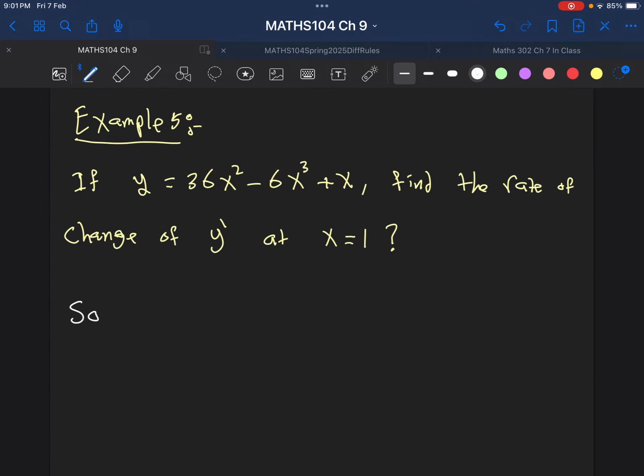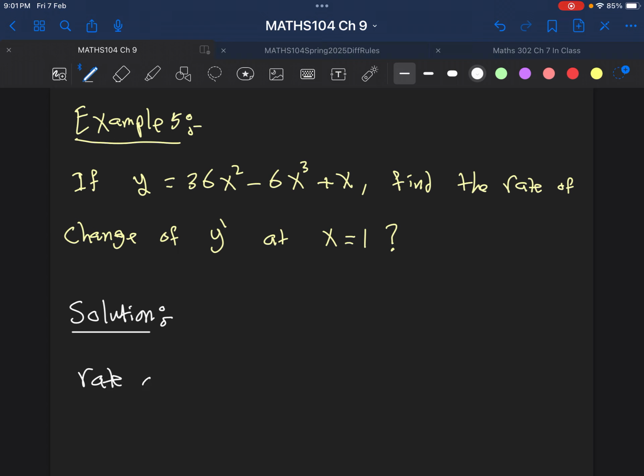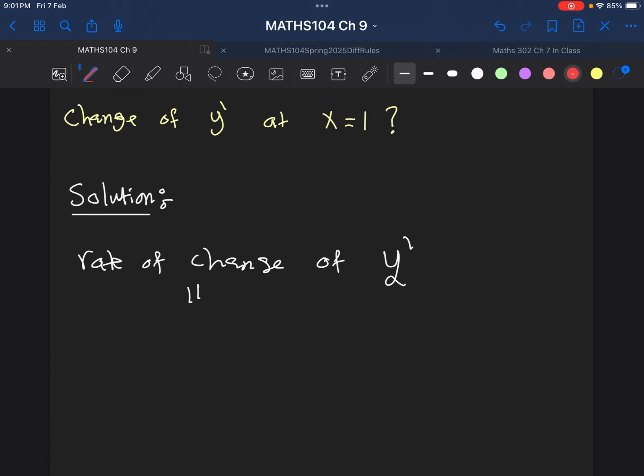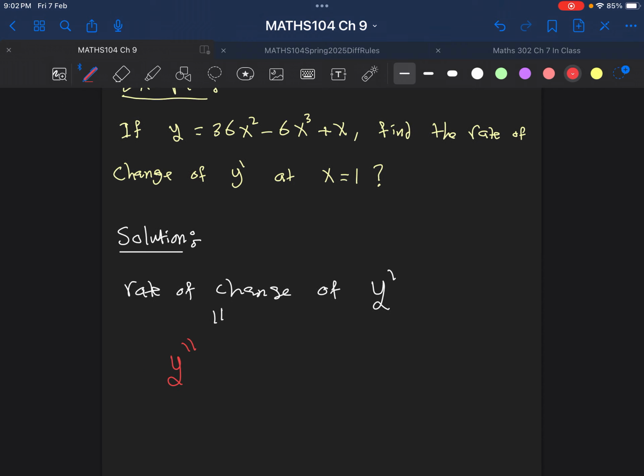Example number 5. You have y is this one. We need to find the rate of change of y prime. Let me just write it down. You need to find rate of change of y prime. And this means we need to find y double prime. So in order to find y double prime, we need to find y prime and then y double prime. So just let me write it down here, is y double prime.